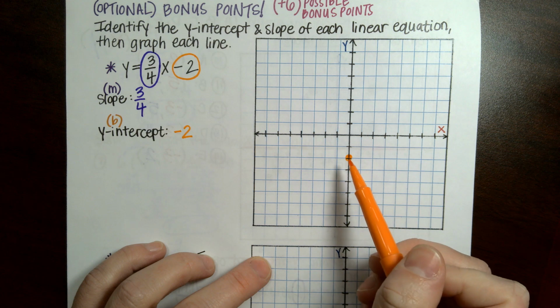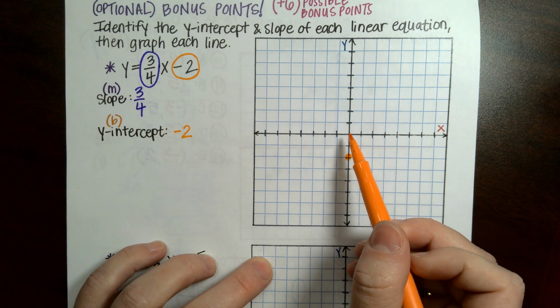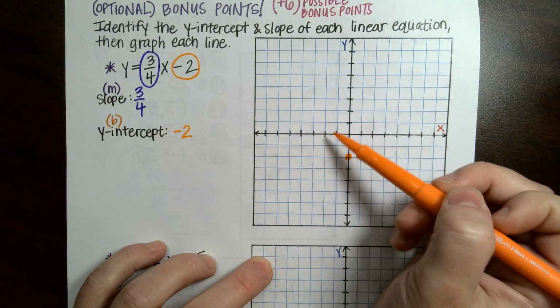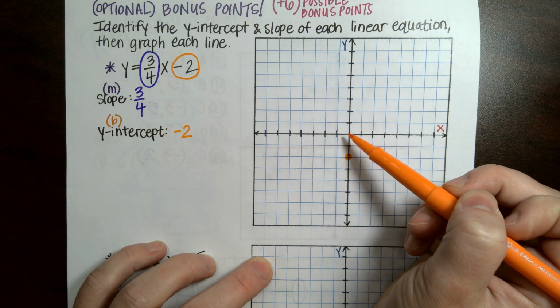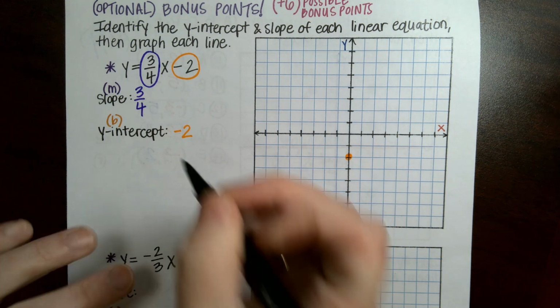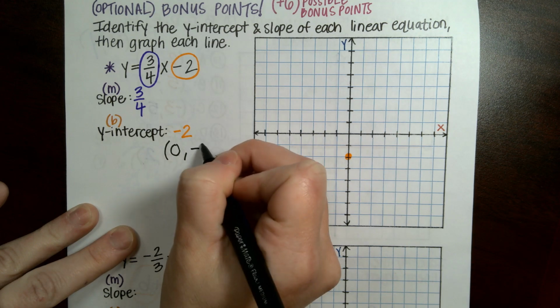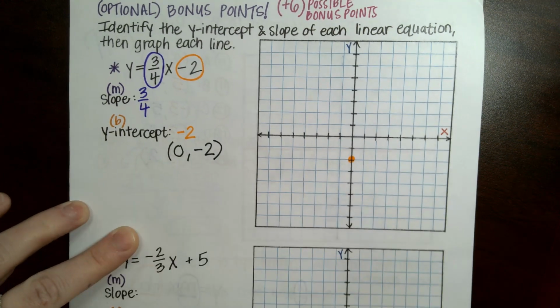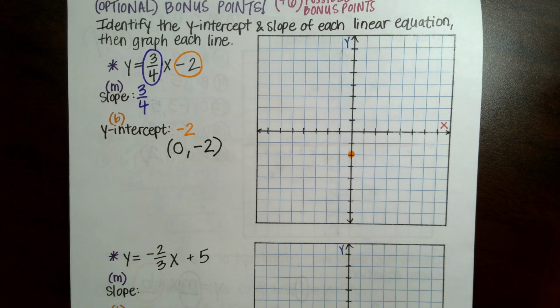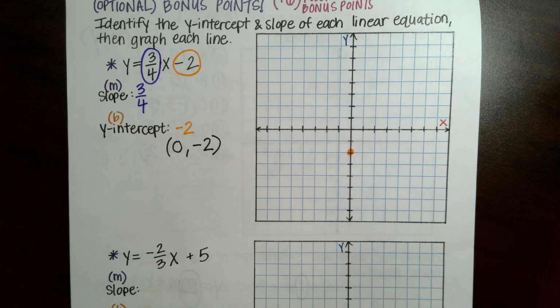-2 for the y. What about the x? What point is this here? 0. Your y-intercept is 0, -2. So you'll get the full bonus points if you write it as a coordinate. 0, -2. That's your starting point. Okay. Awesome.